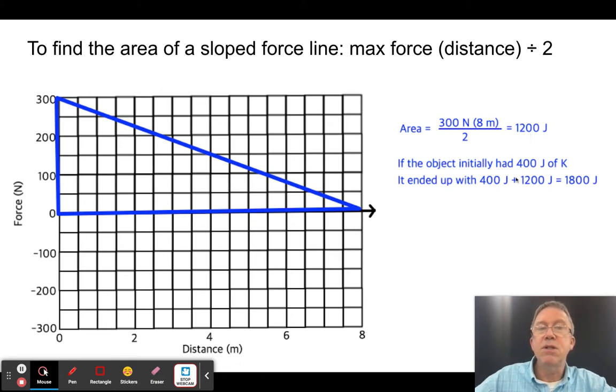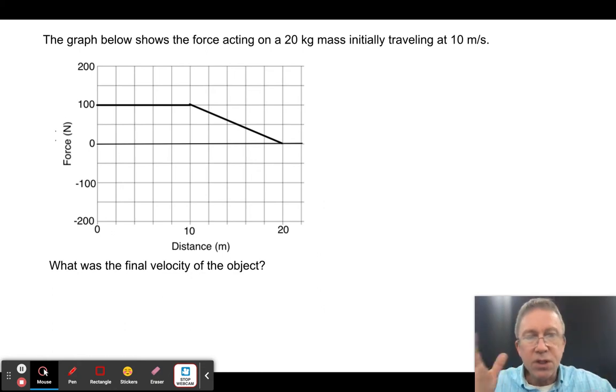So if the object initially had 400 joules worth of kinetic energy, now it's got 400 plus 1,200, it's got 1,800 joules of kinetic energy. And if I know the mass of the object, I can figure out its velocity. All right, let's take one that kind of puts it all together here, and then we'll be done.